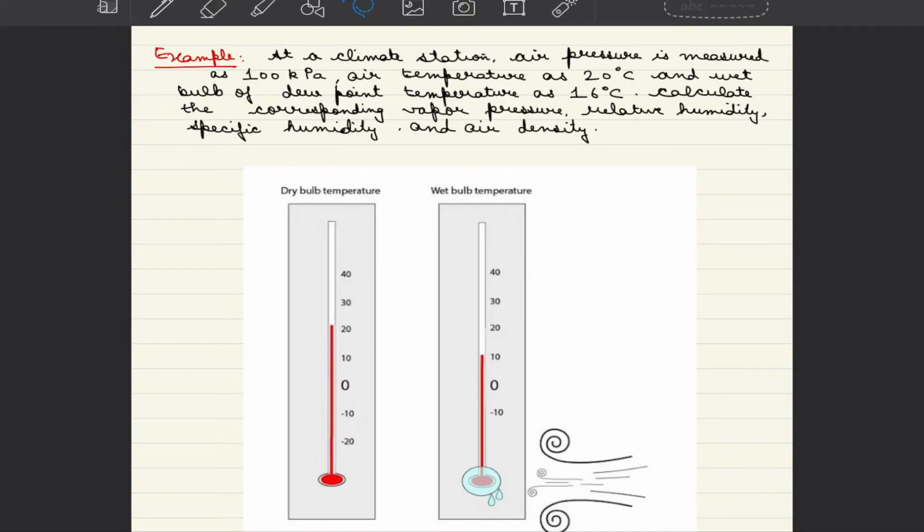So let us look into an example where we will put all these concepts to use. The question is that at a climate station or a weather monitoring station, air pressure is measured as 100 kilopascal, which is much closer to the atmospheric pressure, and air temperature as 20 degrees Celsius. We will measure this air temperature using a simple thermometer, what we also call a dry bulb thermometer. And we also measured the dew point temperature as 16 degrees Celsius.